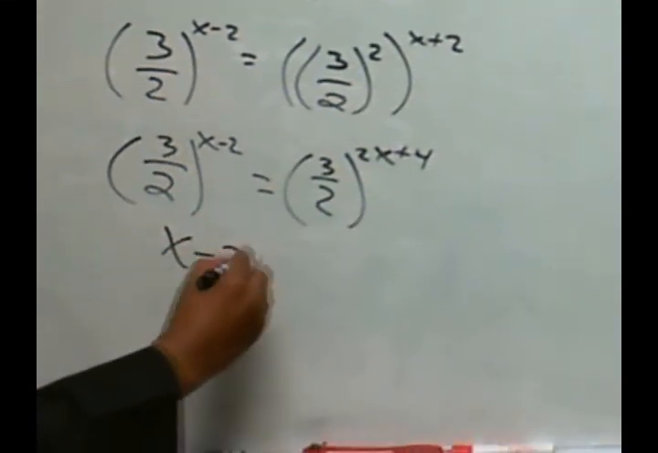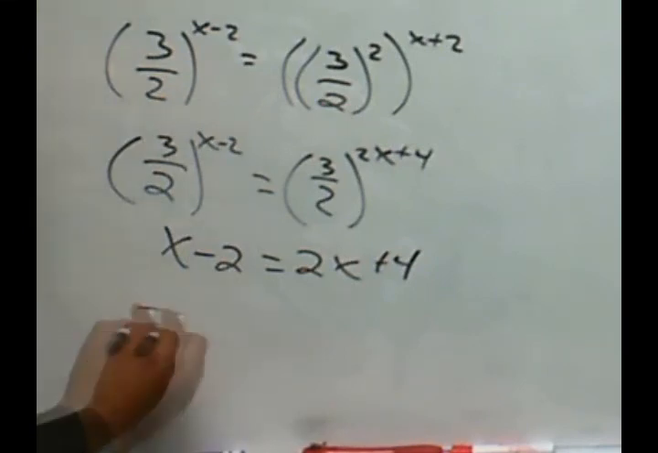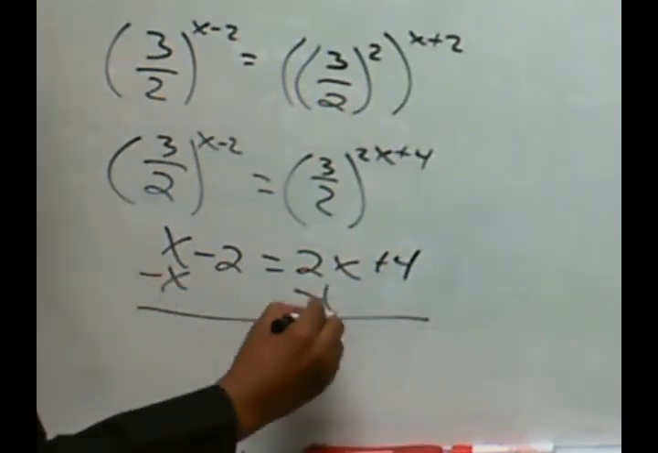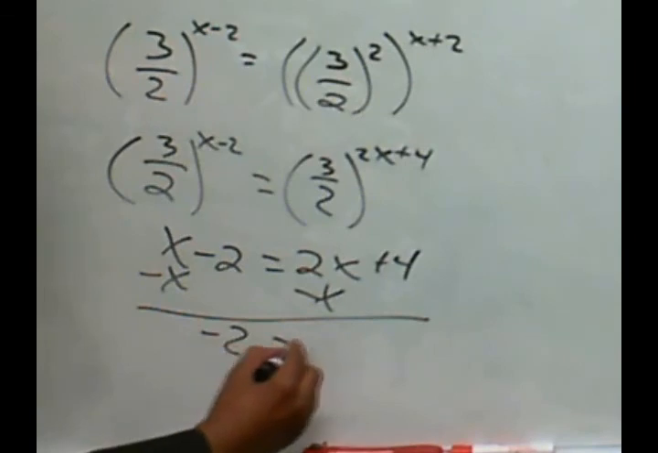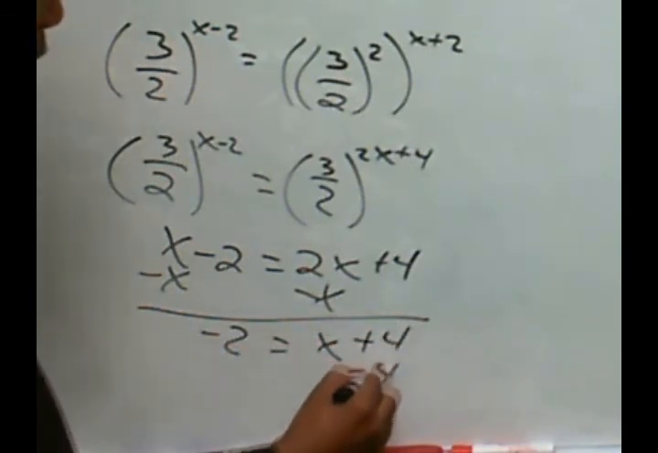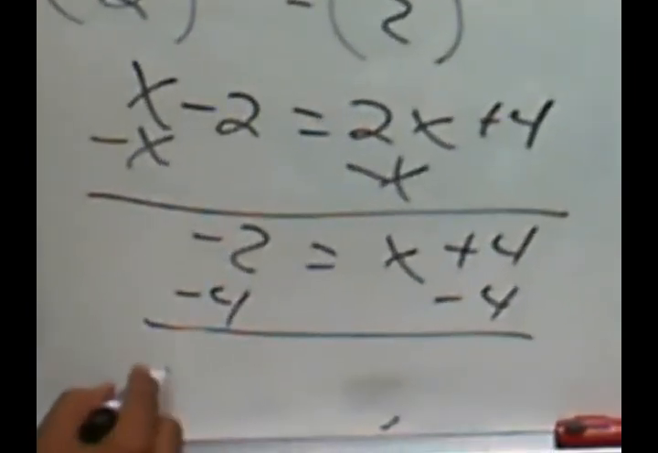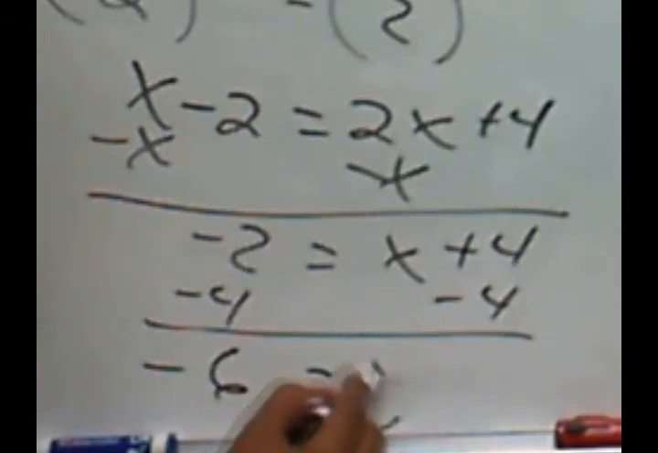So we have x minus 2 equal to 2x plus 4. And now solving for x, I'll subtract x from both sides, and I'll get negative 2 equals x plus 4. And then subtract 4 from both sides. We end up with a negative 6 equals x.